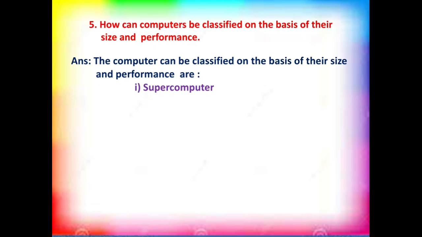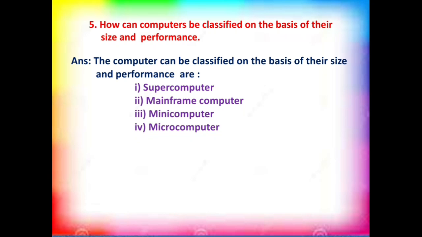So the computers can be classified on the basis of their size and performance as, first one, supercomputer. It is large, that means we can execute billions of instructions per second. The next one is mainframe computer. The next one is minicomputer. The next one is microcomputer. So these are the classification of computers.